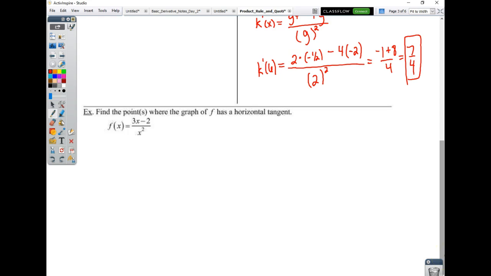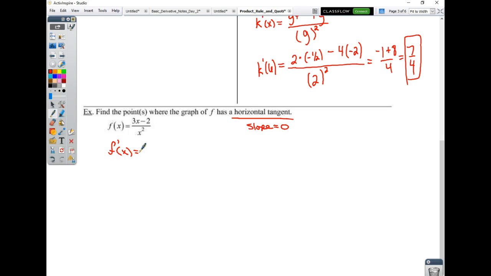All right. Find the point where the graph has a horizontal tangent. All right. Let's see how quick we can do this. How do you take this problem on? I said horizontal tangent. What does that mean? Slope equals 0. All right. Cool. How do I do that? What do we set equal to 0? The derivative of f of x. Okay, so we need to find f prime of x, don't we?